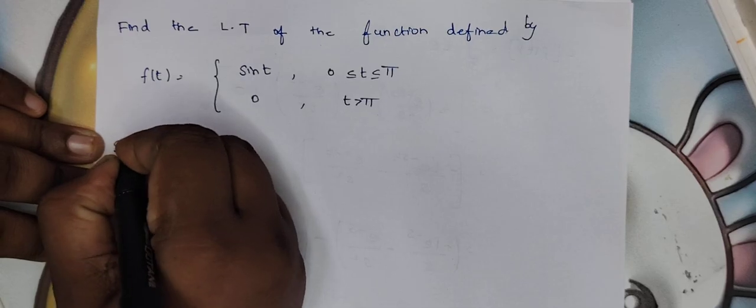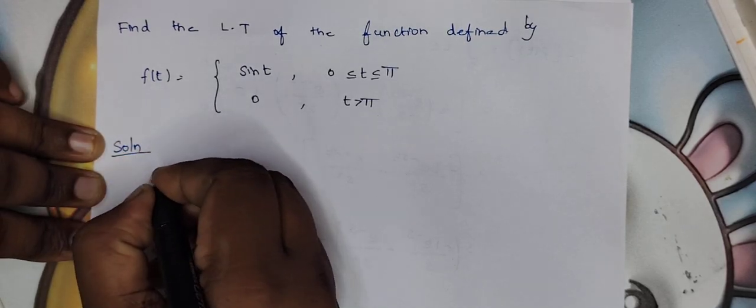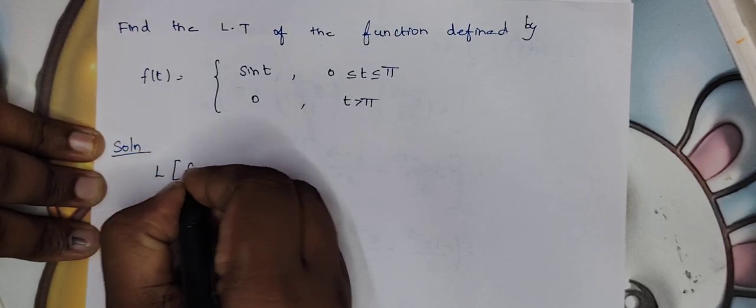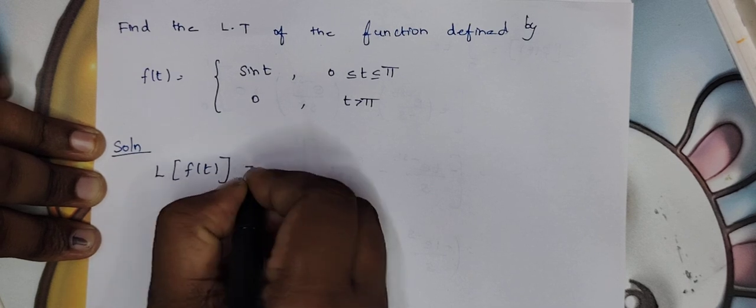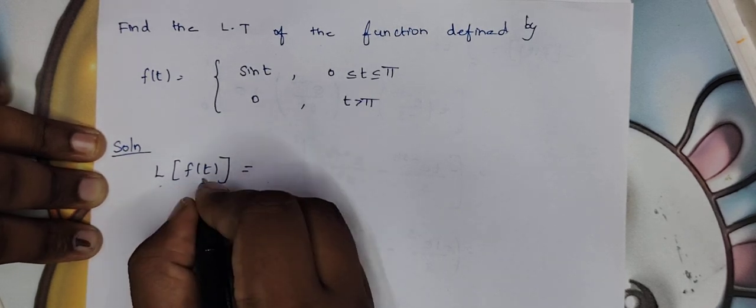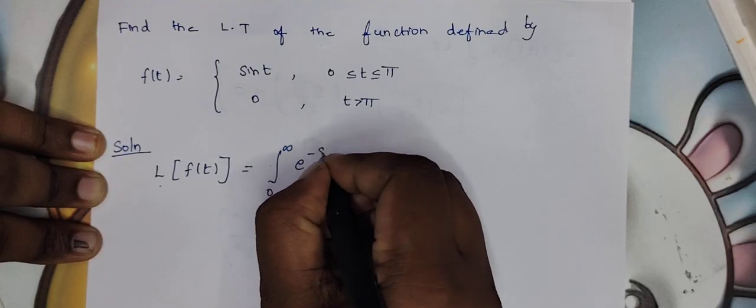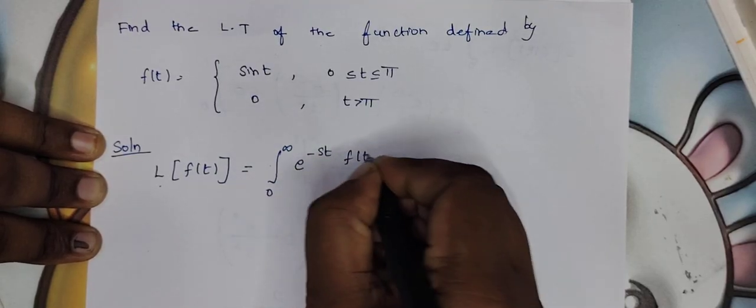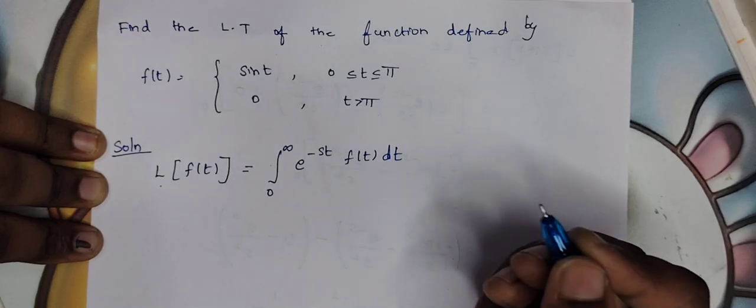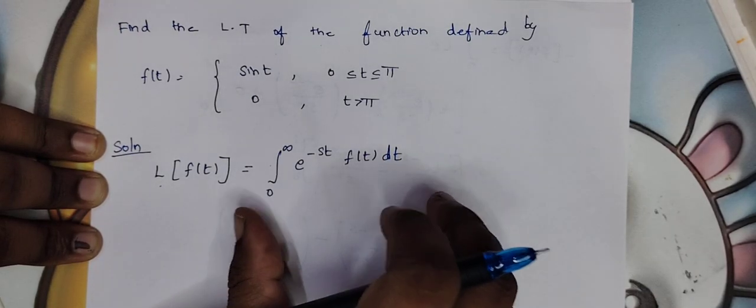So first let us write the general formula of the Laplace transform of f of t. By definition, Laplace of f of t is nothing but the integral from 0 to infinity of e power minus st f of t dt. This is the general formula of Laplace transform.